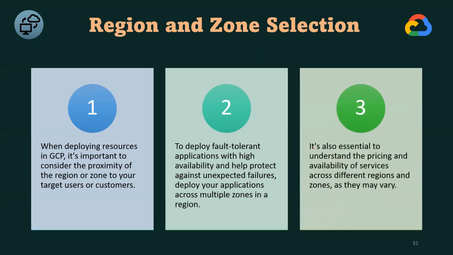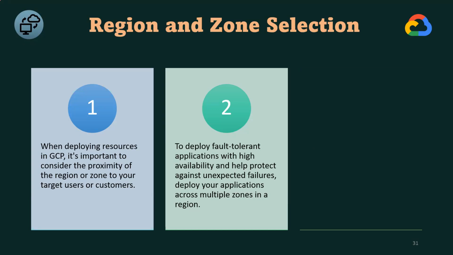The third point, I told you previously, you can understand this point also. It's also essential to understand the pricing and availability of the resources across different regions and zones, as they may vary. Okay, what is that, sir? Sir, you wanted to deploy one application. Think that you have 3 zones: zone 1, zone 2, zone 3. The very first step is to select whether your infrastructure is available in these zones or not.